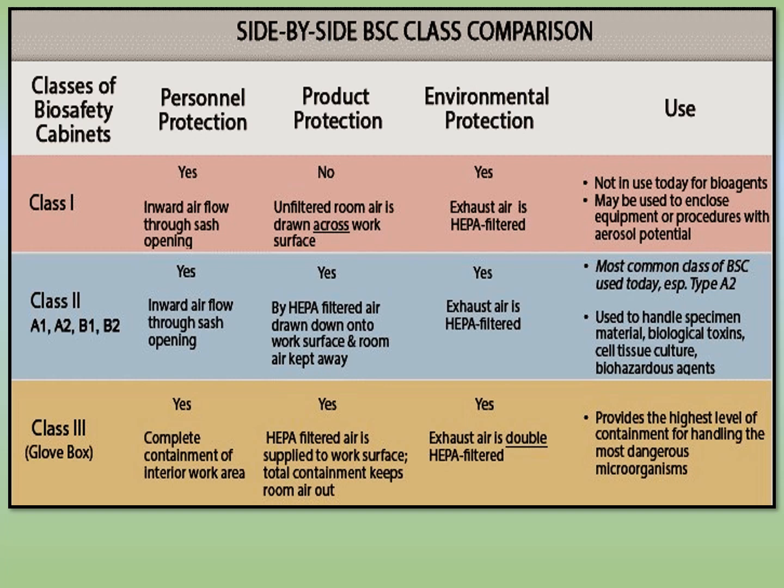If I talk about product protection, it's already clear that in class 1 biosafety cabinet, the product is not protected as the unfiltered room air is drawn across the work surface, whereas in class 2 and class 3, as the filtered air is drawn across the work surface, the product is protected. Regarding environmental protection, in all three cabinets, the environment is protected as the air that is drawn out of the system is filtered air. In class 3 biosafety cabinet, the exhaust air is double HEPA filtered. There are basically two HEPA filters attached to the exhaust system, and hence it provides additional protection to the environment.